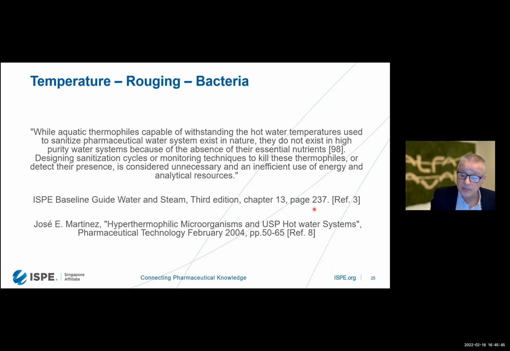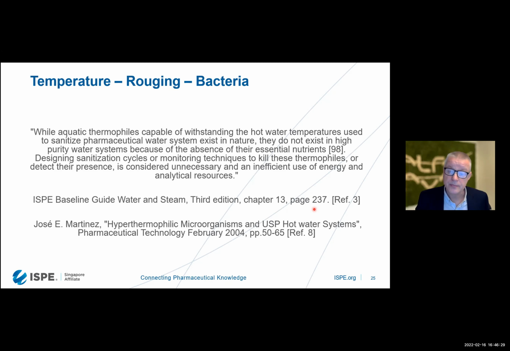Temperature is another factor for rouging. The higher the temperature, if it's above 60, the quicker you will generate the rouge. You don't need to read the whole text here, but it says that you don't need to be afraid of thermophiles, because you have mesophile bacteria in your system. I will show that in a slide. You can read this in the ISPE baseline guide, that you don't need monitoring techniques to kill these thermophile bacteria, because they are not present in the water system due to the lack of nutrition.